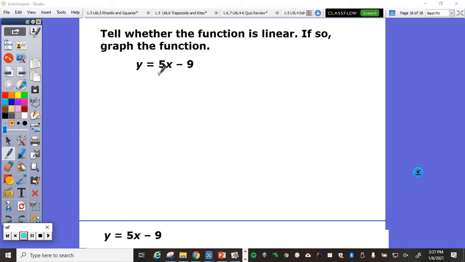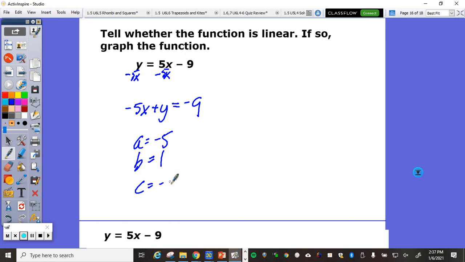We're going to subtract the 5x from both sides. Now again, the number in front of the x and the x come first. So negative 5x plus y equals negative 9. So in this case, my A is negative 5, my B is positive 1, and my C is negative 9.